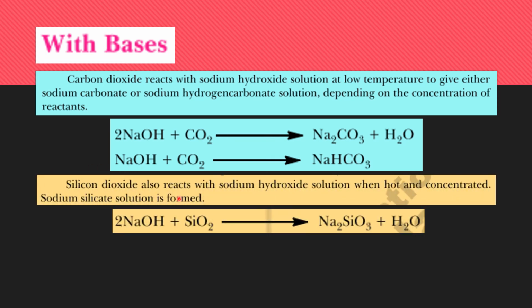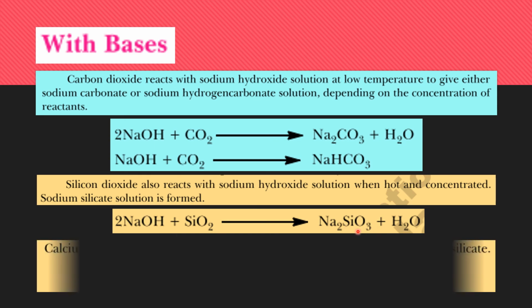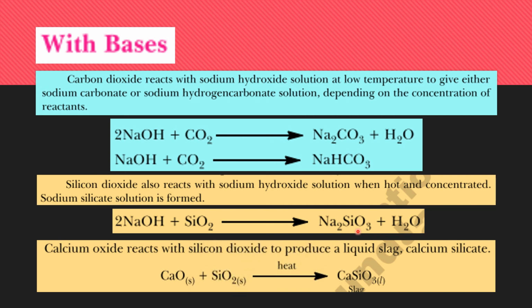Silicon dioxide also reacts with sodium hydroxide. It reacts with hot, concentrated sodium hydroxide solution and forms sodium silicate. In the same way, silicon dioxide also reacts with calcium oxide, and it produces calcium silicate.